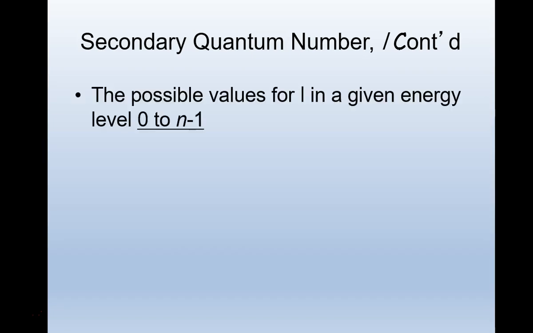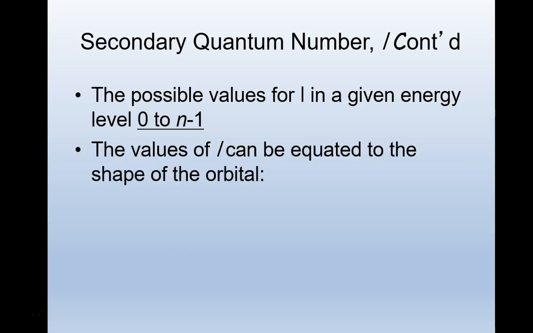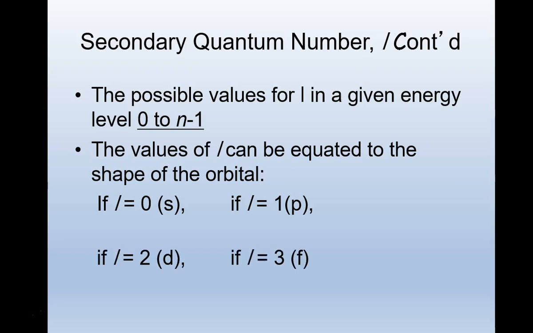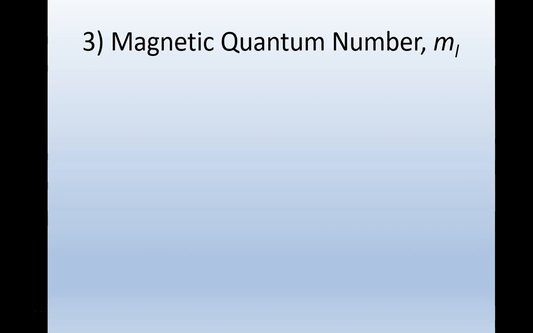The possible values of L in any given energy level are 0 to n-1, and the values of L can be equated to the shape of the orbital. That is, if we talk about L equals 0, we're talking about an S or a sphere orbital. If we say L equals 2, then we're referring to a D orbital. If we say L equals 1, we're referring to a P or dumbbell orbital. And if we say L equals 3, we're referring to the F or fundamental orbital.